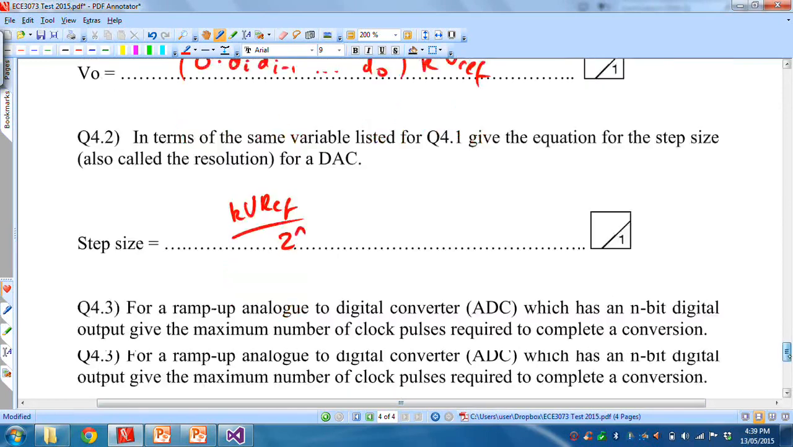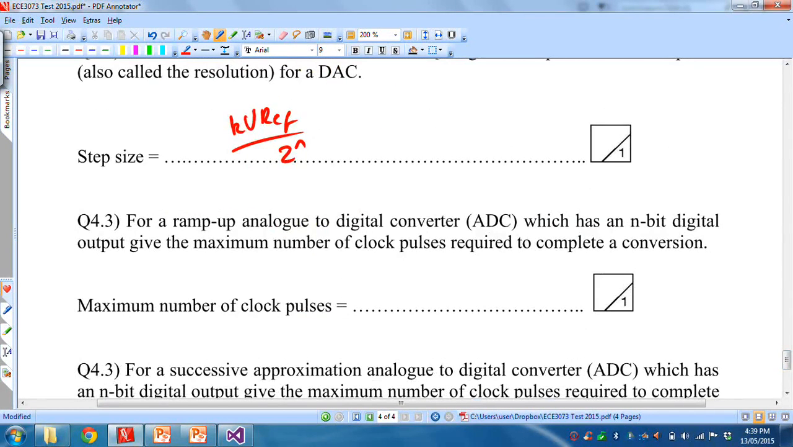Simple enough. The ramp-up converter was this idea that you have a clock cycle and you just keep on ramping up your inputs every clock cycle until you get the correct voltage. So how many clock pulses is it going to take? It could take 0, it could take 1, it could take 2. Each time you push your binary input up by 1, all the way up to the maximum number. So how many are there? Total, it's 2 to the n minus 1.